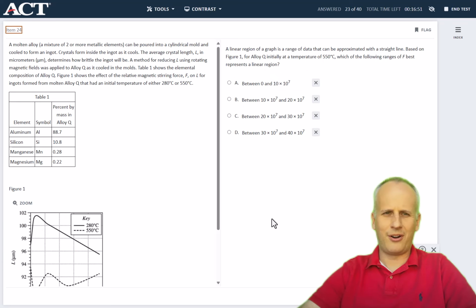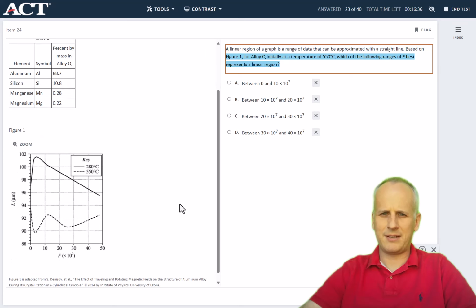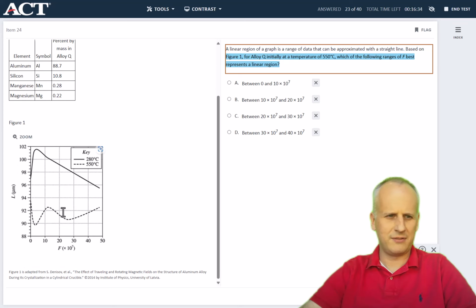Just moving on to our next question and our next passage. We've got a linear region of a graph is a range of data that can be approximated with a straight line based on figure 1 for alloy Q, initially at a temperature of 550 degrees centigrade. Which of the following ranges of F best represents the linear region? We just go straight to figure 1, and we know we're looking at the dashed line for 550 degrees centigrade. And so we're just going to compare the answer choices to what's there in the chart.